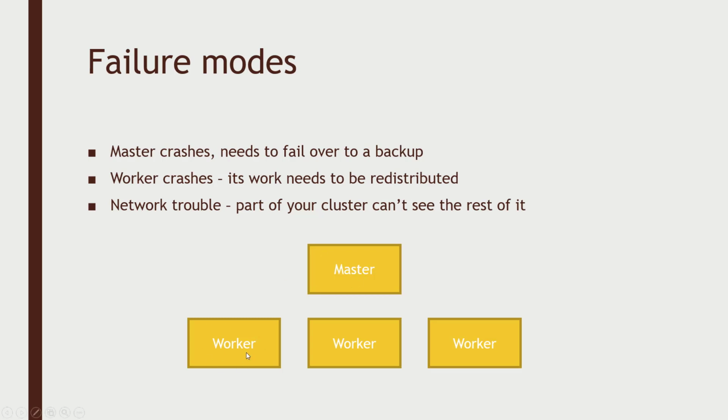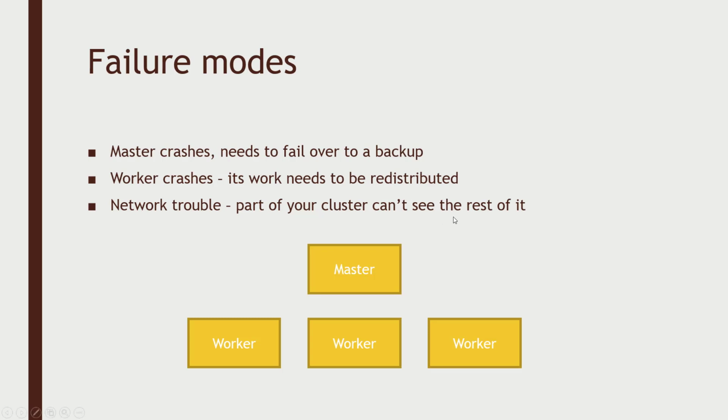Also, if a worker crashes, ZooKeeper can detect that sort of a failure as well and say, hey, we haven't heard from this worker in a while, something went wrong, or it explicitly disconnected for some reason. Then it can notify your application that that happened, and your application can then redistribute the work accordingly.